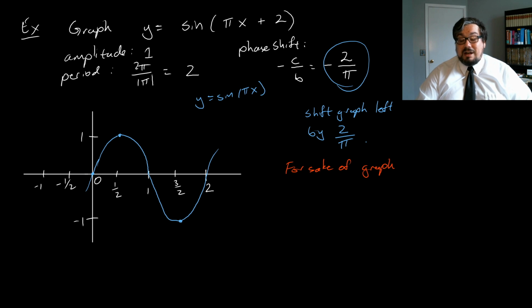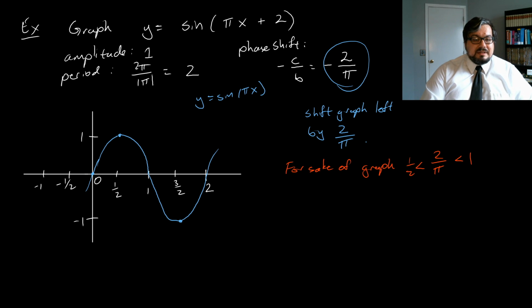So for the sake of the graph, you can plug this into a calculator, for instance. We can figure out that 2 over pi is less than 1, but greater than a half. So when I shift a point in my graph to the left, it's going to shift by more than a half, but less than 1. So my origin is going to move over here. My first peak is going to move over like this. I'm going to get this point, and this point, and this one right here.